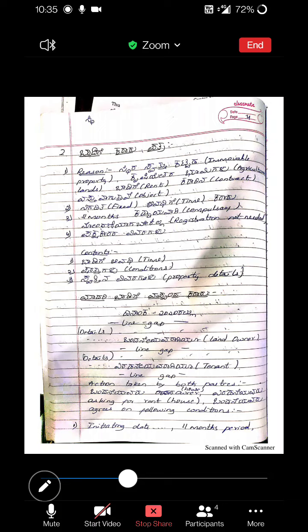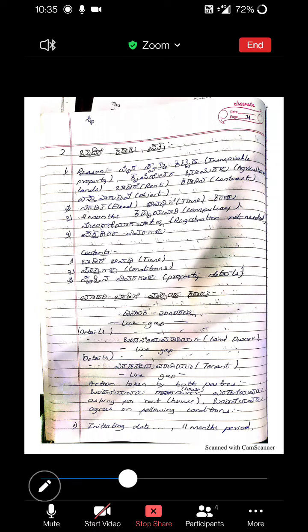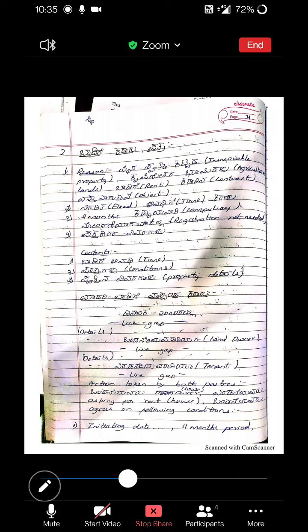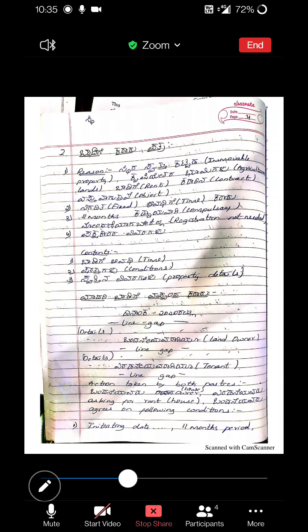This agreement is for a fixed time. There is a fixed time that should be mentioned in this letter. 11 months is compulsory. At least 11 months should be mentioned in this letter. Registration is not needed. Party details: similarly, the person who is signing the letter cannot impose his conditions. Contents, what does this letter contain? Rent period, conditions, property details. There is an example letter of the model rent agreement.